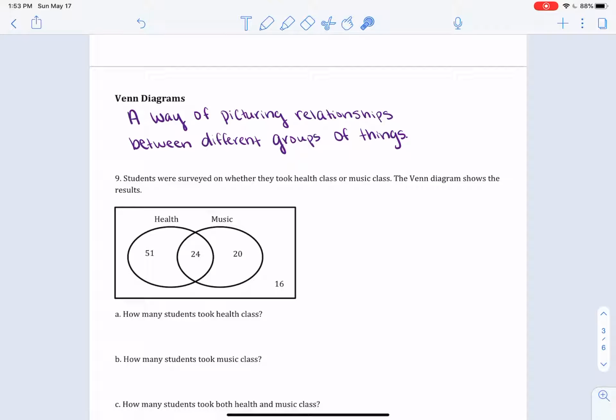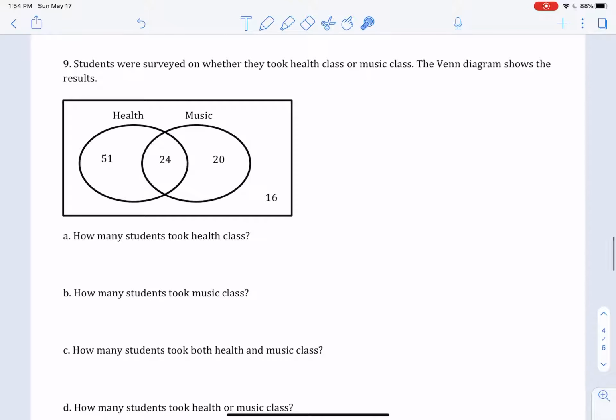Venn diagrams are a way of picturing relationships between different groups of things. So let's look at this first example. It says, students were surveyed on whether they took health class or music class. The Venn diagram shows the results. So we've got the students here that took health, and then the students that took music, and the one in the middle, those are the students that took both health and music.